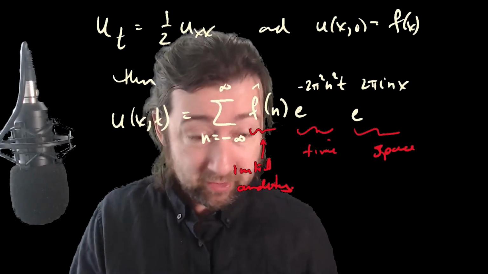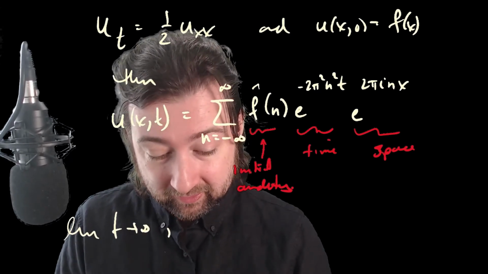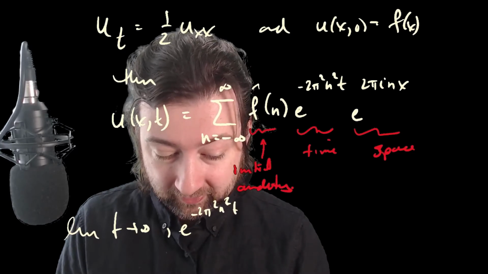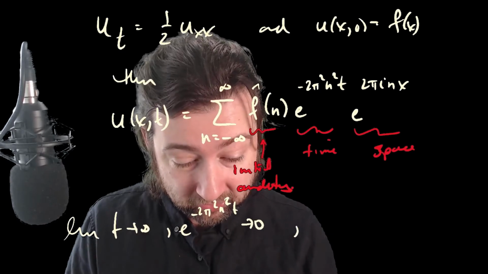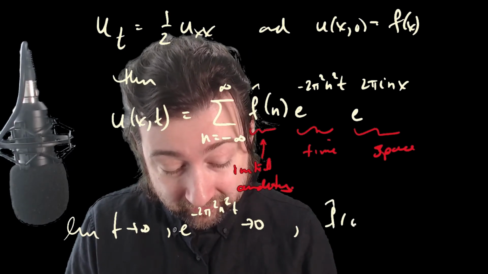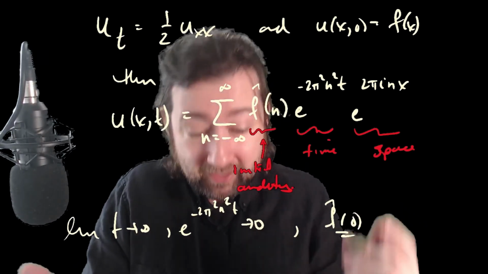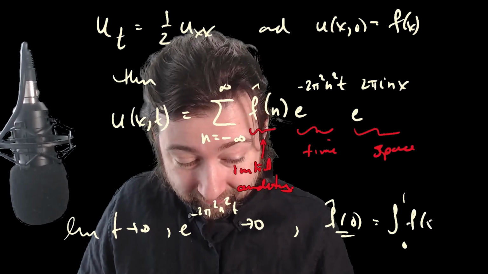And so in the limit, if you take a limit as t goes to infinity, e to the minus 2 pi squared n squared t goes to 0. And so the only term that survives in the sum is just f hat of 0, the 0th term. But that's just the average temperature. It's the average of the function.